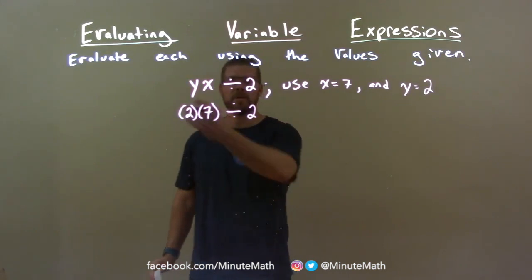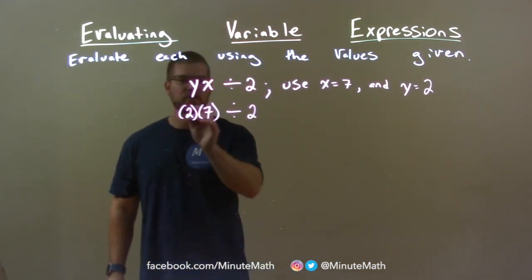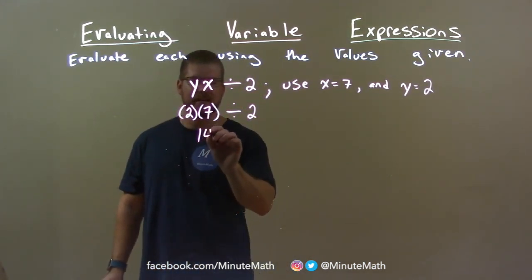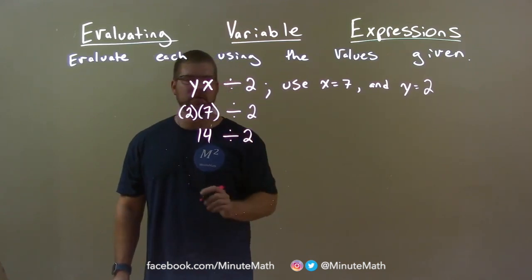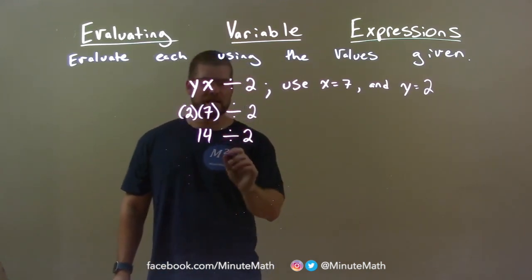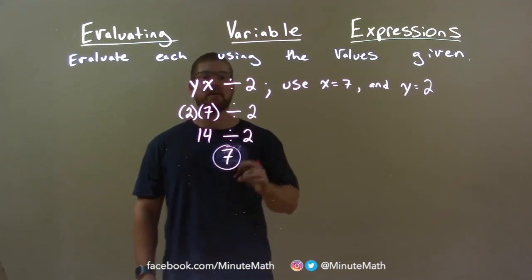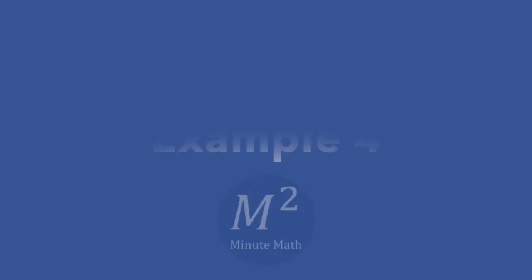Okay? Well, let's read left to right, multiplication first. 2 times 7 is 14. Then we divide by 2. 14 divided by 2 is back to 7. So our final answer here is just 7.